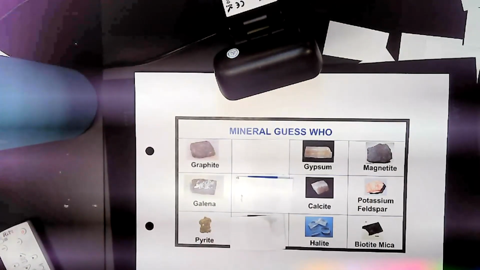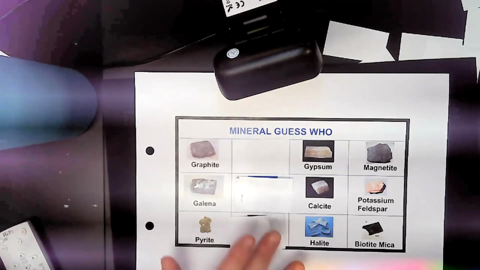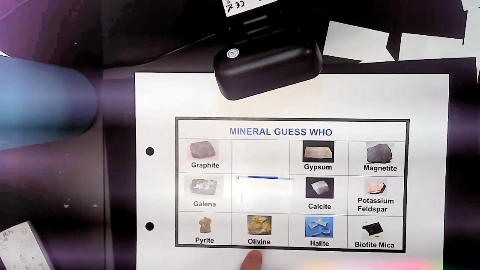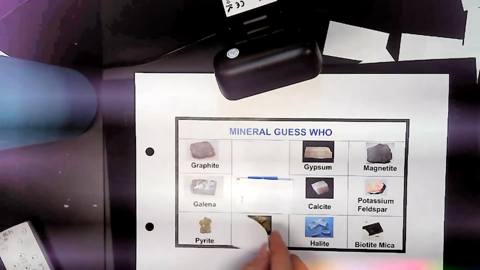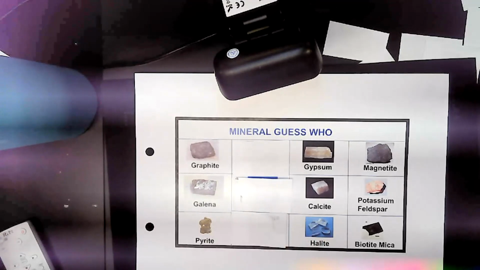Is gypsum metallic? So wait, whoa. Sure looks like it. So what do you do? So you can't, these pictures aren't the best. So Hayden, find olivine on the reference table. That's the one that looks like that. It's actually more of a greenish color. The printer didn't print it very good.